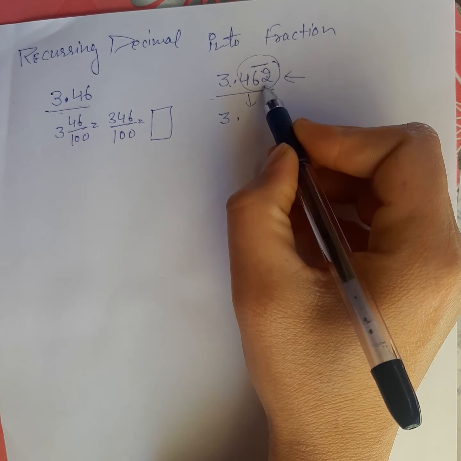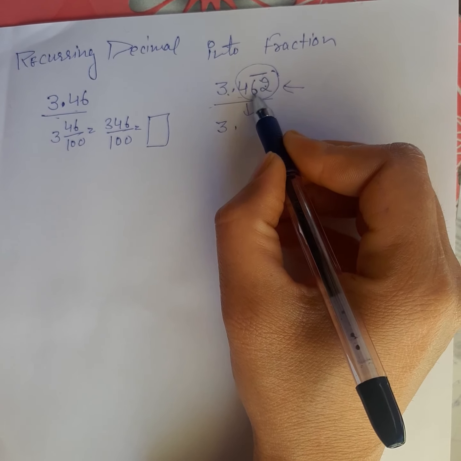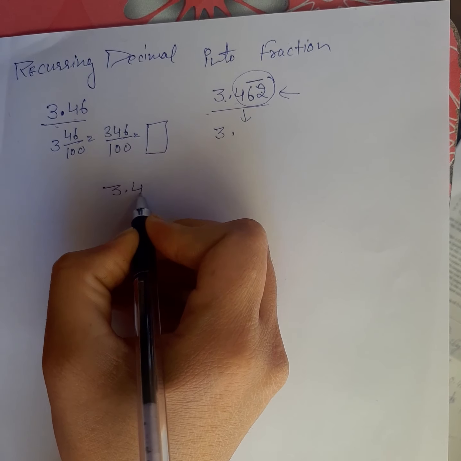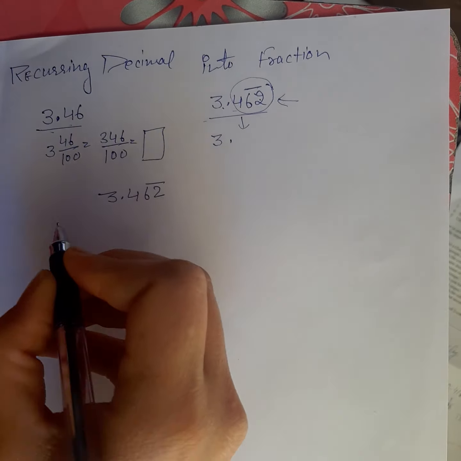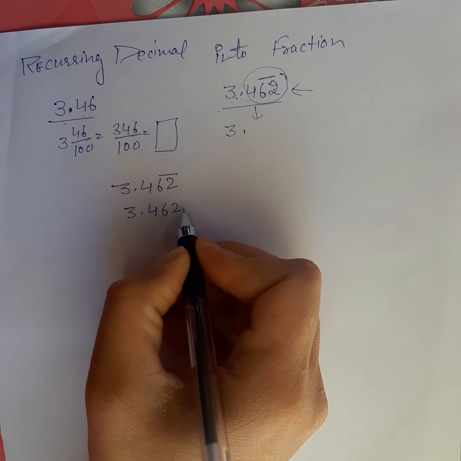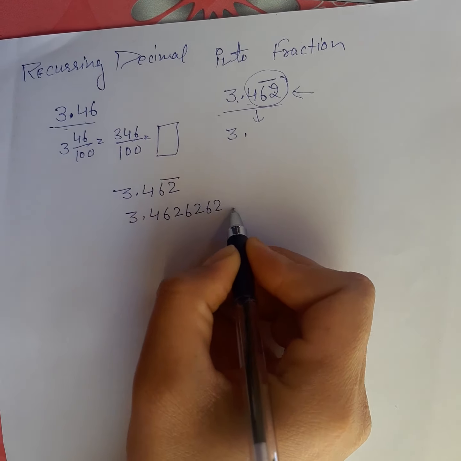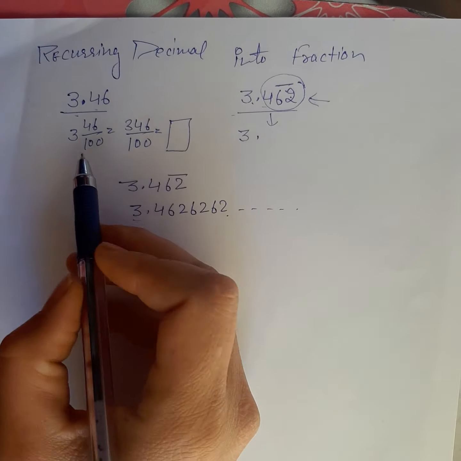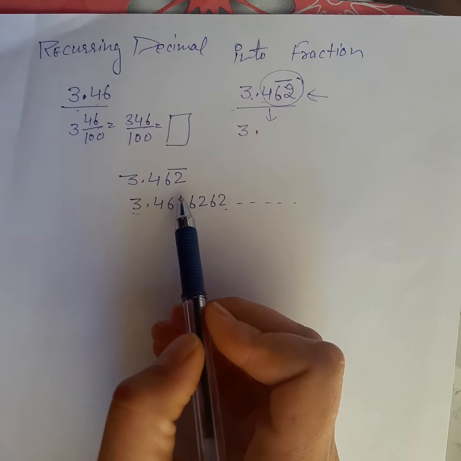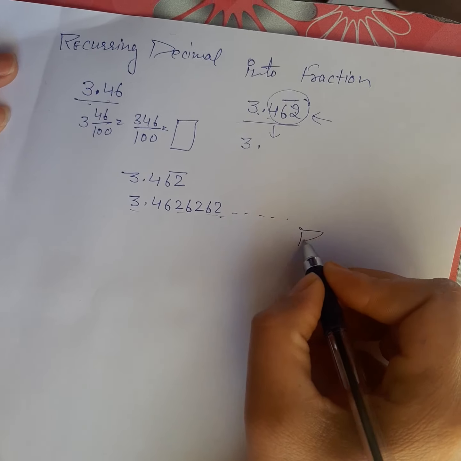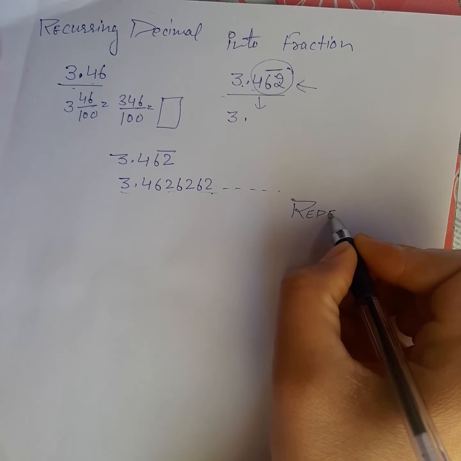The reason is the repeating string of 62 here. We all know 3.462 bar can be written as 3.4626262 and so on. And this number cannot be converted into a fraction just because of this repeating string. So the problem is the repeating string.